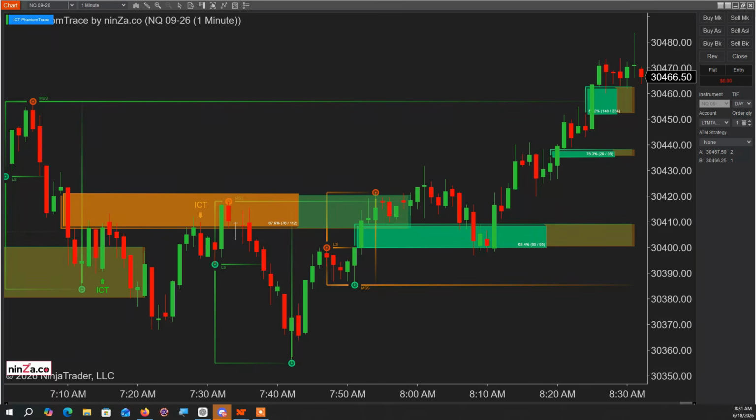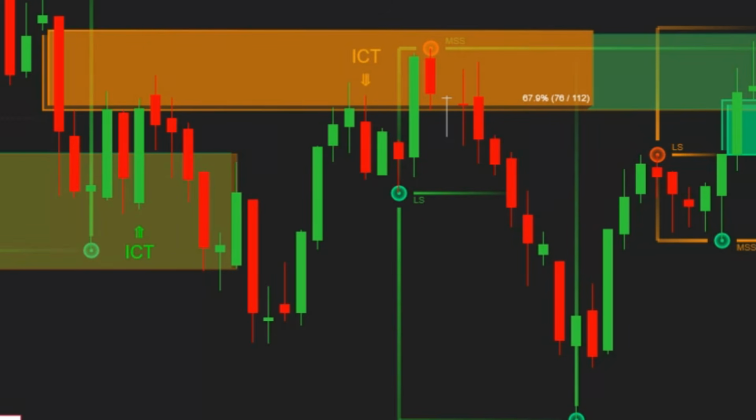What I like about it is that it's less about generating buy and sell signals and more about providing context. It gives traders another way to understand what the market might be targeting and why price may be moving in a particular direction. If you already use liquidity-based concepts in your trading, this is definitely a tool worth taking a look at. Let's look at what ICT is showing us here.